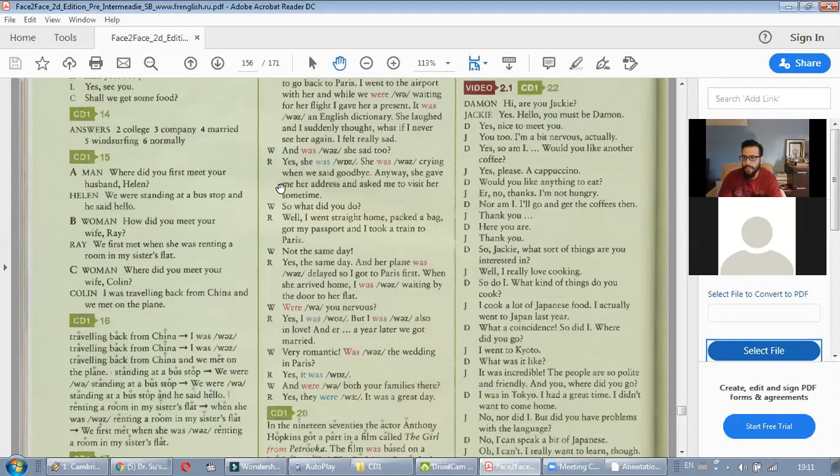Look here. It says, yes, she was. Because look at the question. And was she sad too? Was she sad too? Yes, she was. Do you see the difference? Was. So here in the question, it's weak. In the answer, it becomes strong. Weak, strong.